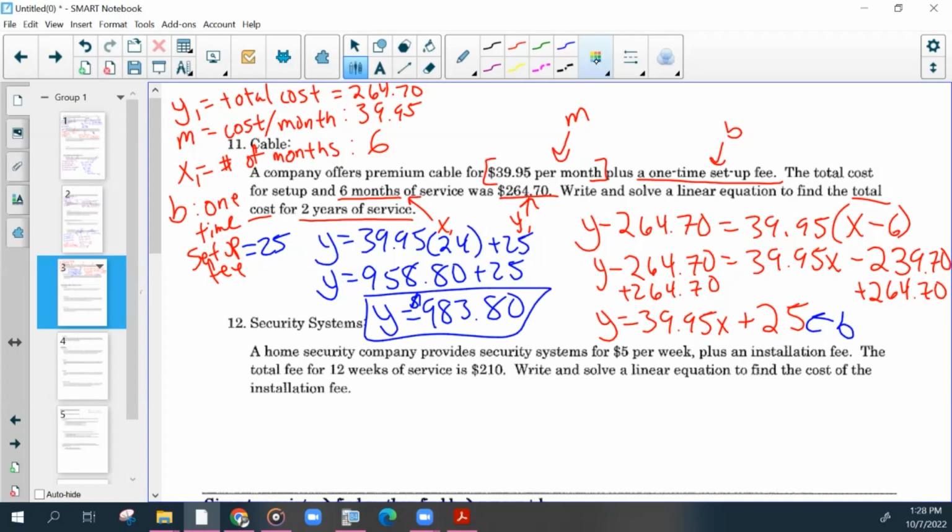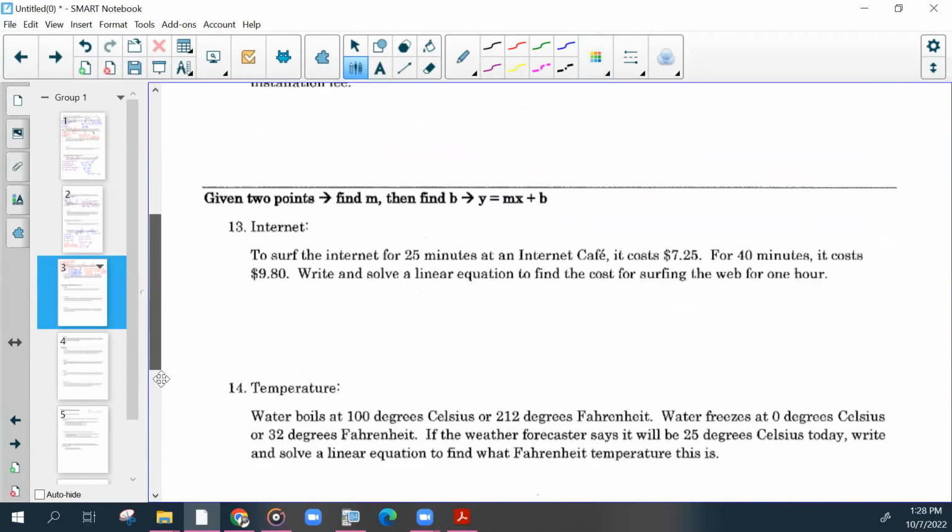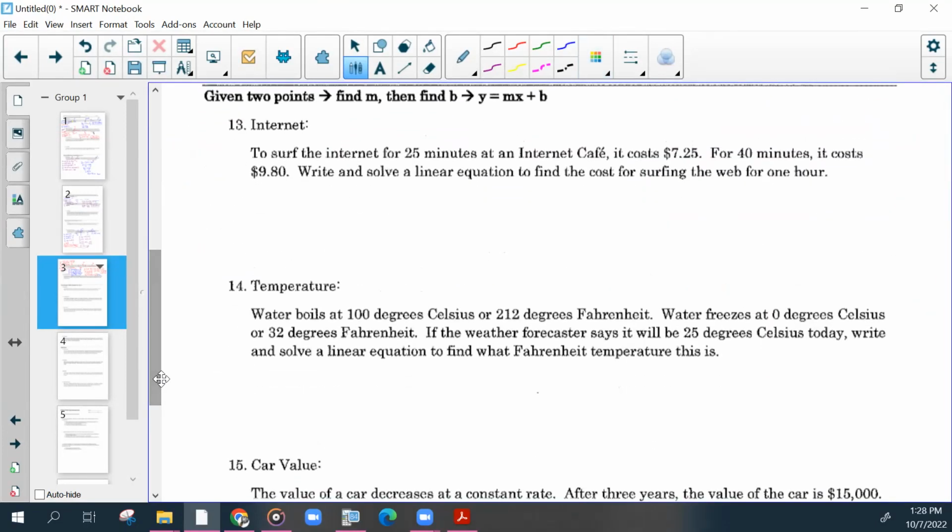All right, we're almost done. Now, we're going to be given 2 points. So we're going to be given x values and y values. Be thinking this is similar to if we're just given 2 ordered pairs and have to find the slope and then find the y-intercept. So for number 13, to surf the internet for 25 minutes, whatever comes first is going to be your x. And you can also look at it like if it's a cost has to be a y.